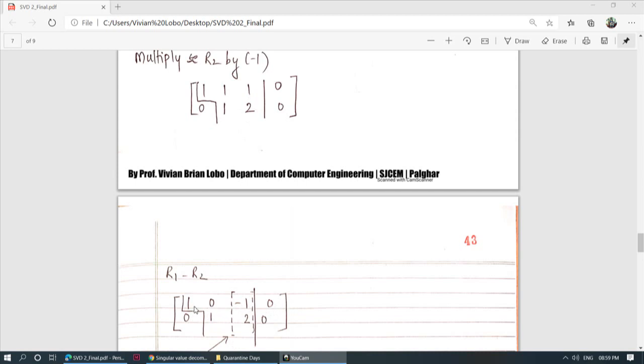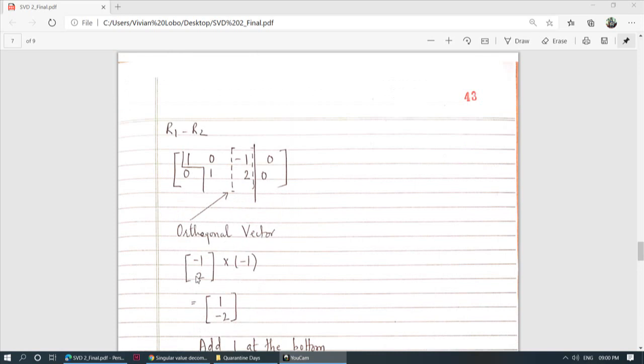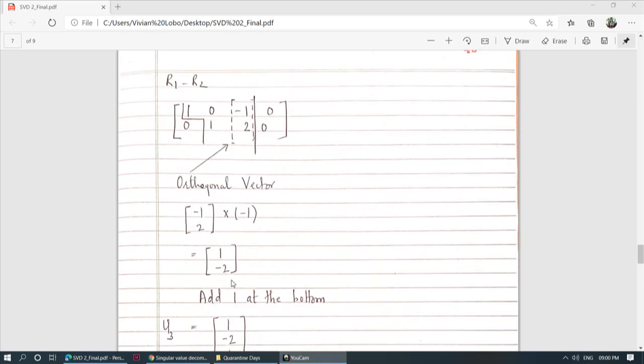So now we have obtained two pivots. The value below the pivot is also 0. The value above the pivot is also 0. So what happens in that case is, the value that remains is your orthogonal vector. So minus 1 and 2. Now simply what we do is, we multiply this vector by minus 1. This is a standard procedure. So we get 1 minus 2.